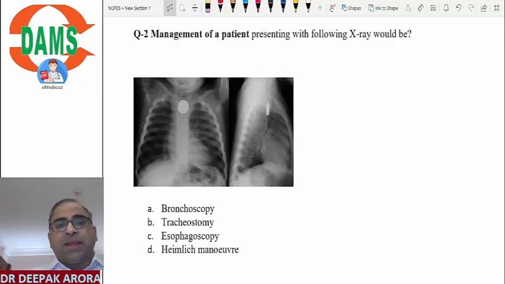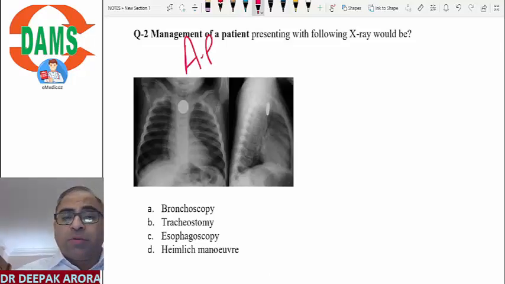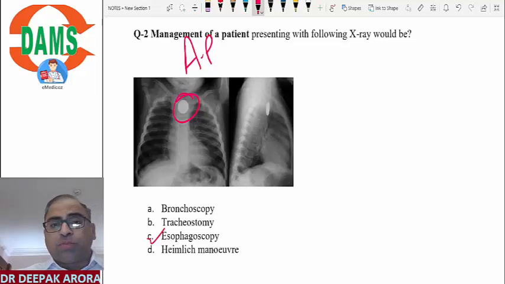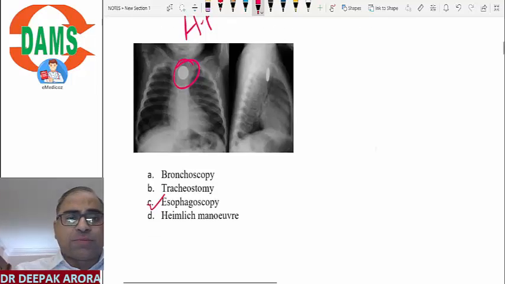Coming to the next one, a level 1 twist in the MCQ. I'm not asking you where the foreign body is. I'm asking you what the management is. So look at the AP view. In the AP view, it is a circle, it is the esophagus, so we'll be going for esophagoscopy. Bronchoscopy, if it is in the respiratory tract. Tracheostomy, if severe dyspnea is there in the MCQ. Heimlich maneuver, very important: a choking patient, with a history of a choking sensation during dinner. The first method, Heimlich maneuver, to dislodge the foreign body. Clear? So these are the important points in this MCQ. The answer will be C option.